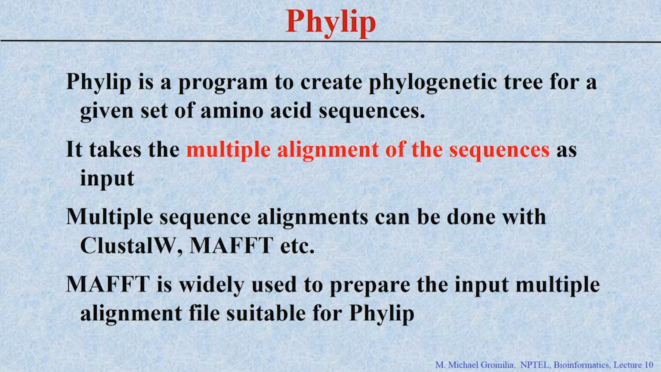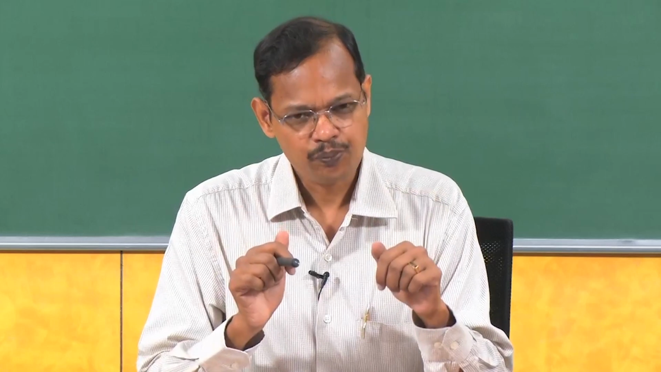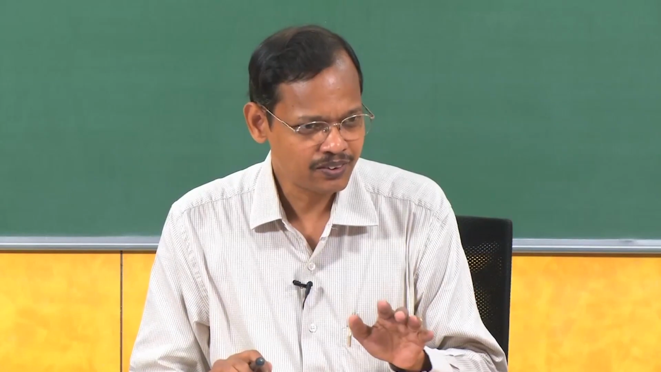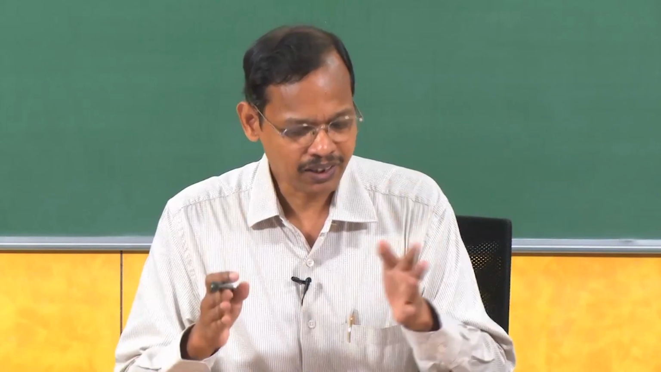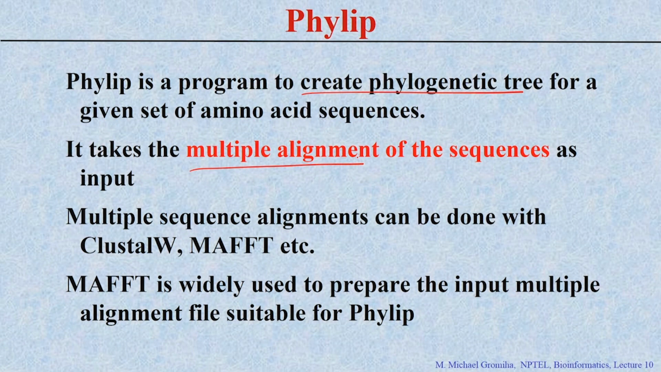It is a program for constructing a phylogenetic tree for any given set of sequences. If you get the DNA sequences or amino acid sequences, it will create the phylogenetic tree. So what input does it require? In this case we take the multiple sequence alignment, and we need at least 3 sequences. We take the sequences, make the alignment, and use the alignment as input for constructing the tree.